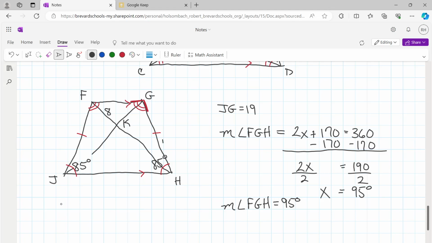The next thing you're asked to find is KH. So you were told in the beginning that J to G is 19. All right, that's this whole diagonal. If J to G is 19, then isn't F to H 19? Diagonals are congruent in an isosceles trapezoid. And if F to H is 19 and F to K is 8, then wouldn't KH be equal to 19 minus 8? The length of the entire diagonal minus the length of the short piece of the diagonal gives you the length of the other piece of the diagonal. So 19 minus 8 is 11. So there's your K to H.